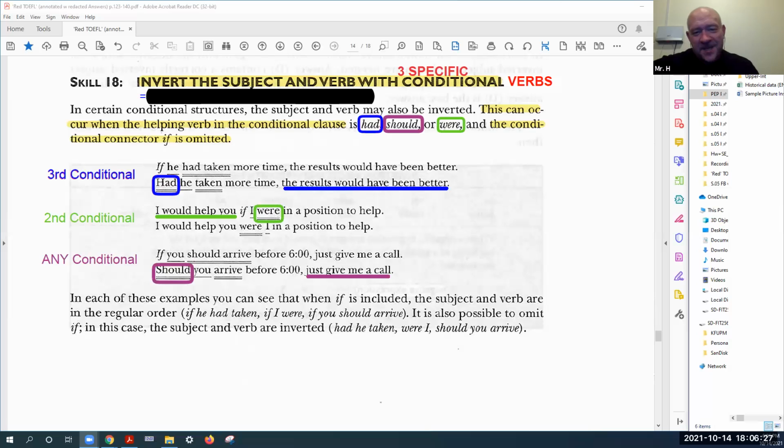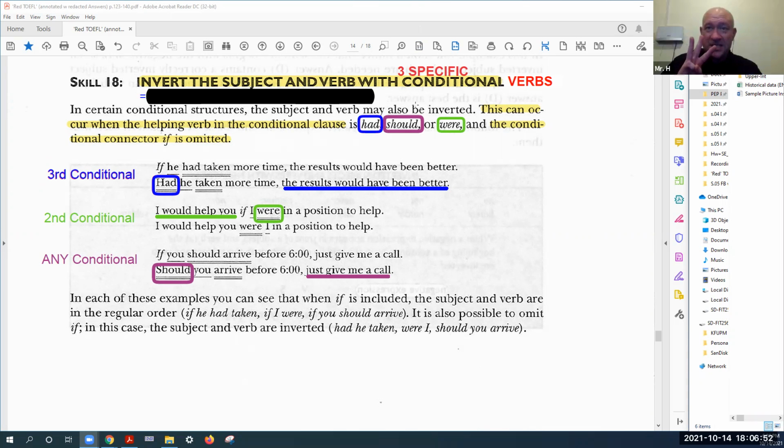All right, Asil, what's the name of this skill? Invert the subject and verb with condition. Yeah, but I added some words in red. Can you say that? Invert the subject and verb with three specific conditional.